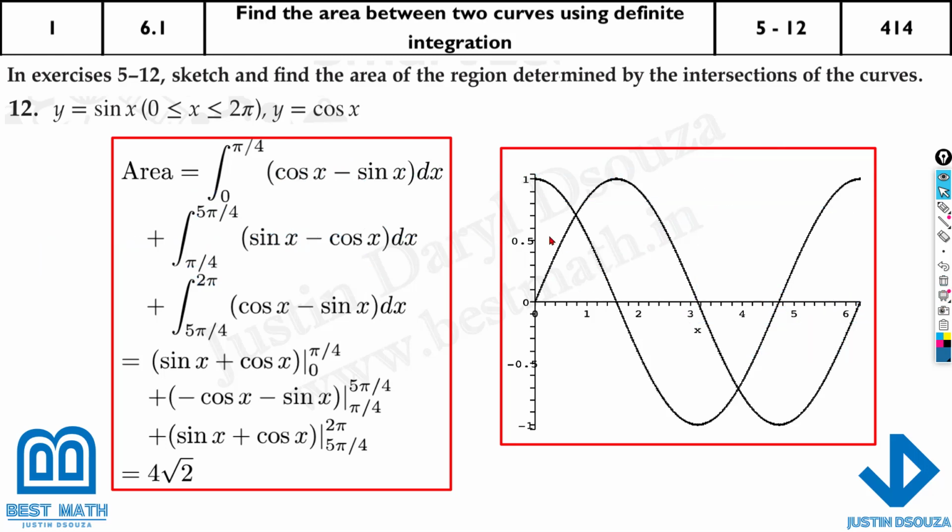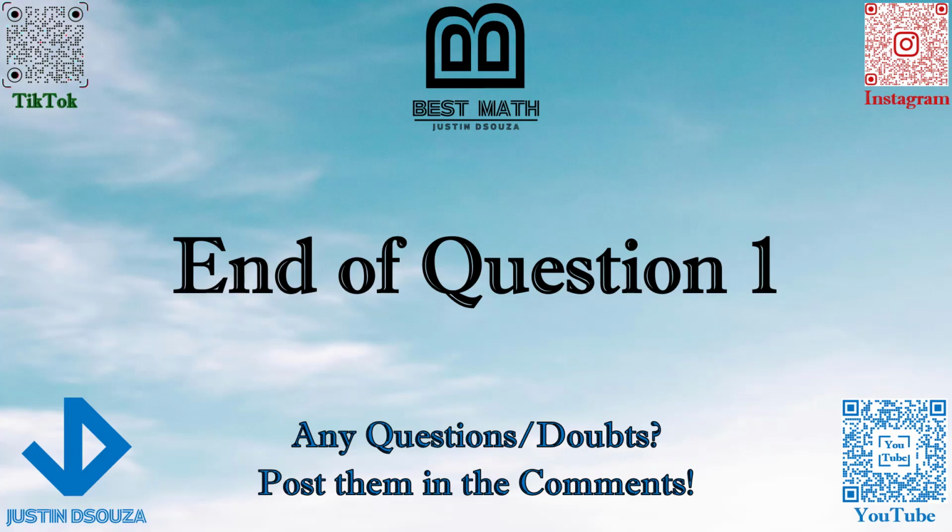You can see the graphs here. Cosine starts from 1 and then it goes, and you can see at 45 and 225 degrees, they touch each other, they intersect. And then we stop at 360 degrees because I've given it's 2 pi. So that's how we solve this out. That is the end of this question.